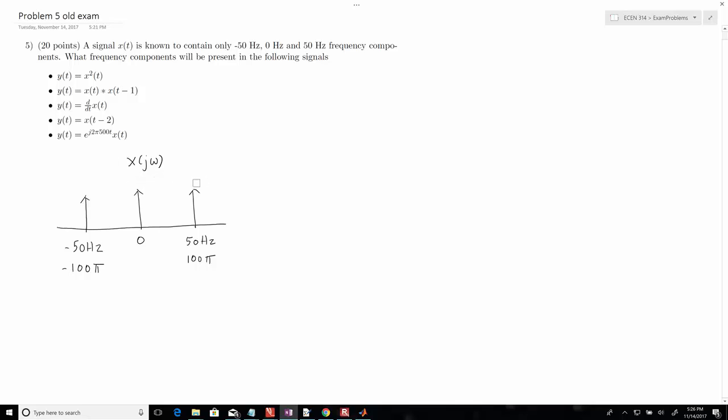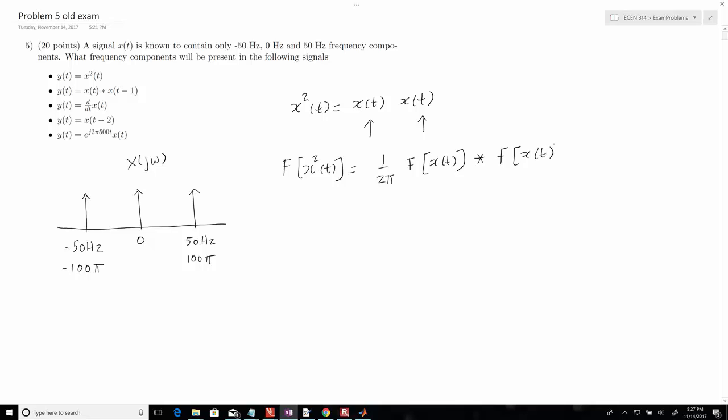One possibility is to actually write out an expression for x of t and then try to find x squared of t from there. But another way to do this would be to think of x squared of t as x of t times x of t. So the Fourier transform of x squared should be the convolution of the Fourier transform of x with itself divided by 2 pi. Right? So the Fourier transform of x squared of t is simply 1 over 2 pi times the Fourier transform of x of t convolved with the Fourier transform of x of t. And we know that the Fourier transform of x of t is given by these 3 impulses here. What happens when I convolve this signal with itself?